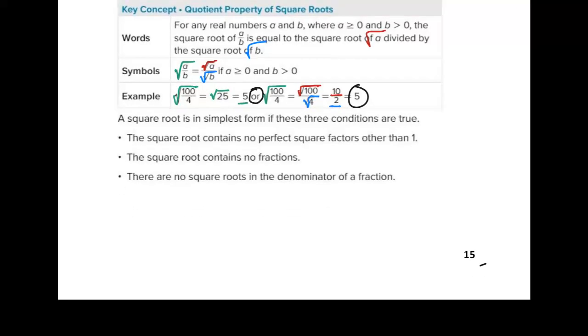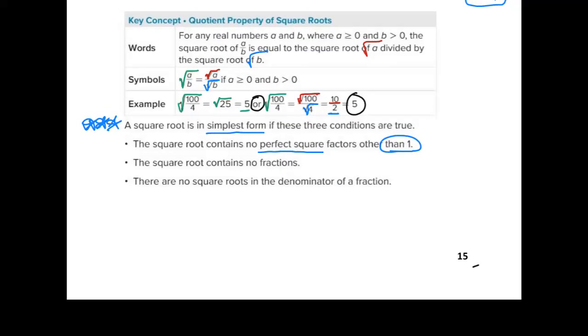Okay? So these things are important here at the bottom. Put a couple of stars or circle it. A square root is in simplest form if these conditions are true. 1, the square root contains no perfect squares other than 1. Other than 1. All right?